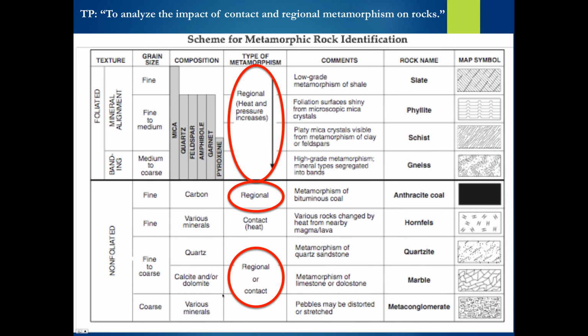Just how we had the contact, quartzite, marble, metaconglomerate, all can be considered regional also. It could be regional or contact. And those rocks are the non-foliated rocks.